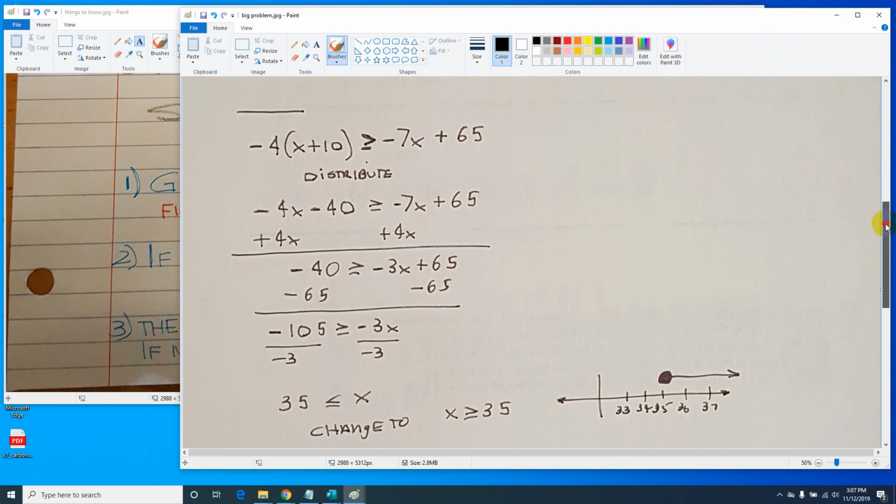Now, this leads to the third point, the point about what happens if the x is on the right. It doesn't look too good when you have 35 less than or equal to x. That's weird. Better to have the x on the left-hand side of this inequality. No problem. Switch them. Change it. But you have to change the sign of the inequality if you flip it. Okay? If you change the order, you have to flip the sign. So the answer turns out to be x is greater than or equal to 35.